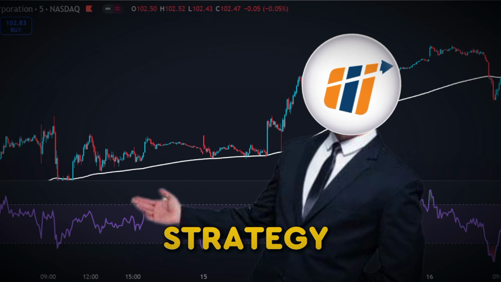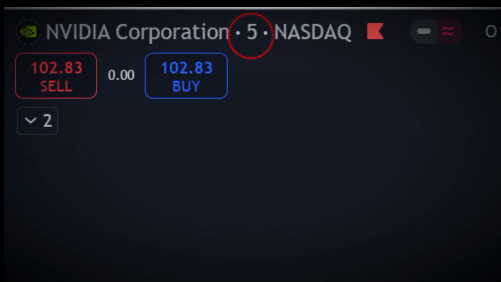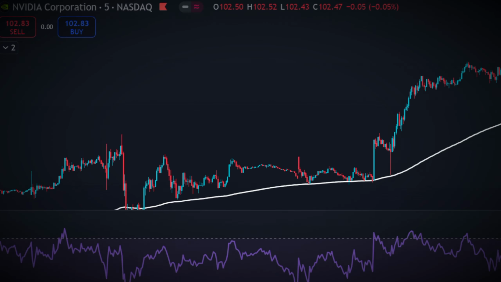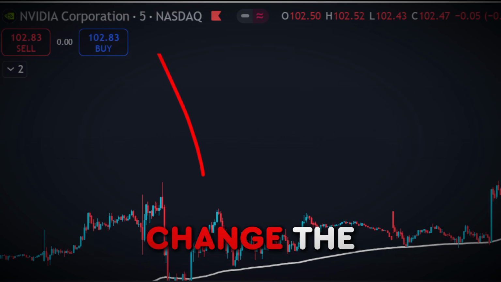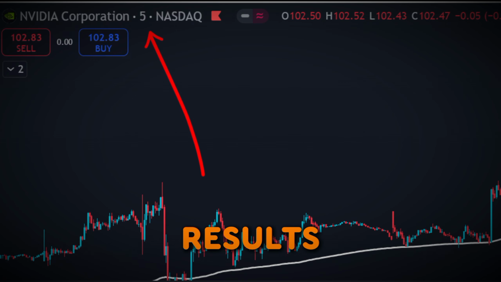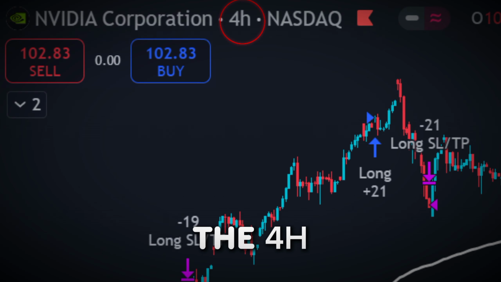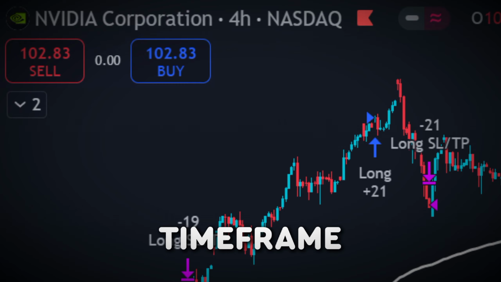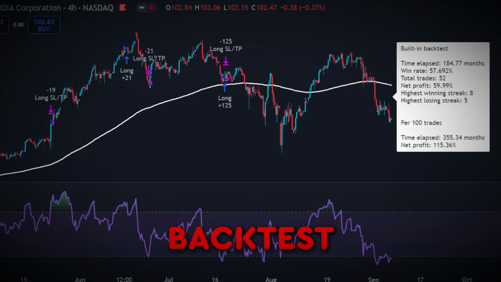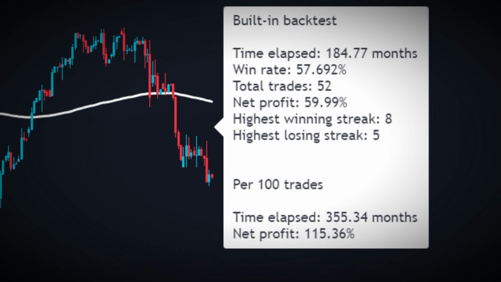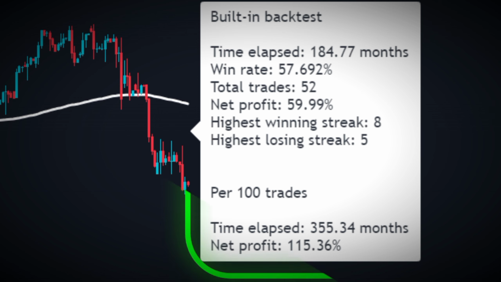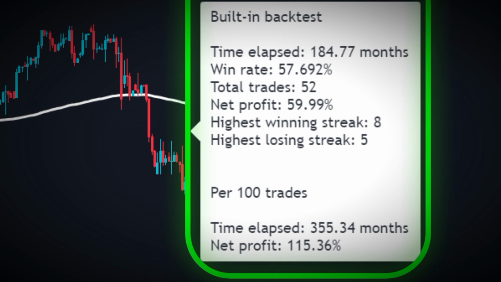As you see, this strategy works great on the 5-minute time frame with the NVIDIA stock. However, if we change the time frame, will this strategy still be profitable? Well, let's change the time frame and see the backtest results. We can change the time frame to the 4-hour chart. After changing the time frame, the indicator script automatically backtests all the trades, and as we see from the custom dashboard display, that it is indeed profitable even at the 4-hour time frame.